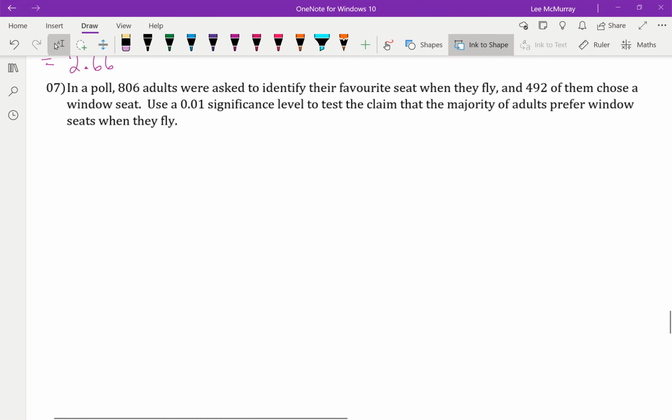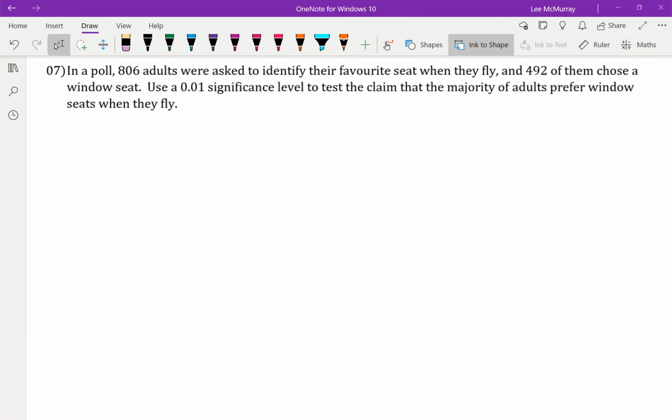Number 7. In a poll, 806 adults were asked to identify their favorite seat when they fly, and 492 of them chose a window seat. Use a 0.1 significance level to test the claim that the majority of adults prefer window seats when they fly. Okay. So a couple key things here. We've got a sample of 806 adults, and we're told that 492 of them preferred a window seat. And now we're going to use a 0.1 significance level, which is 1%, right?